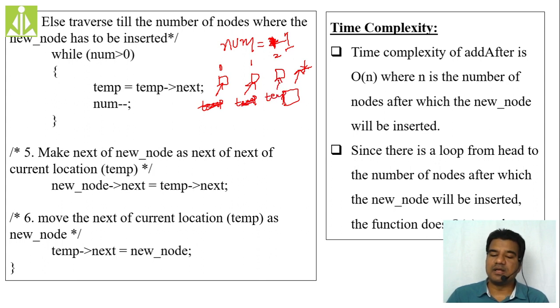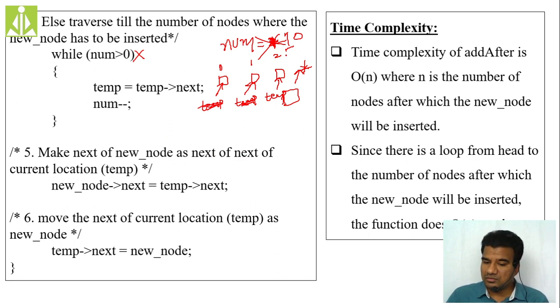Right now my temp is pointing over here, so whatever num value I decrement, num will become 0, and the while 0 greater than 0 condition becomes false, so the control will come over here. Now make next of new node as the next of the current temporary location.